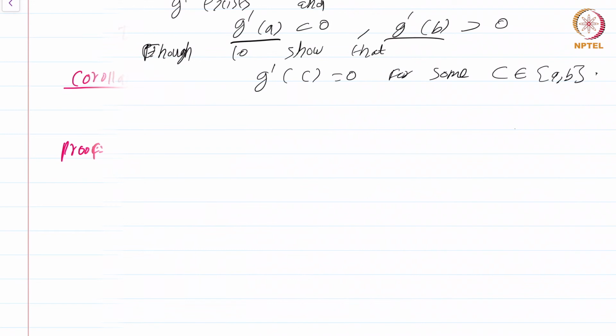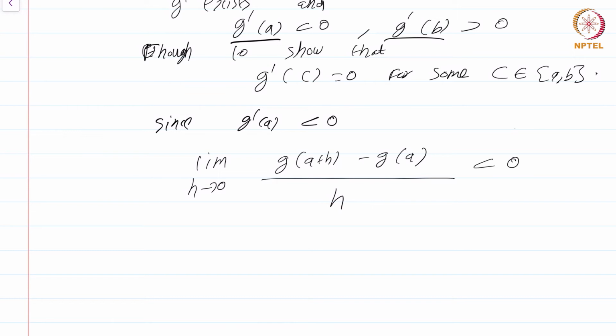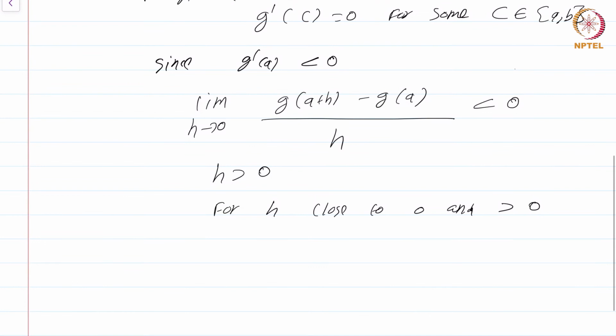Okay, let's look at what g prime of a less than 0 is trying to say. Well, since g prime of a is less than 0, that means the limit as h goes to 0 of (g of a plus h minus g of a) divided by h is less than 0. And note, because a is the left endpoint of the interval, h is greater than 0 here. In other words, for h close to 0 and greater than 0, we get g of a plus h is less than g of a.